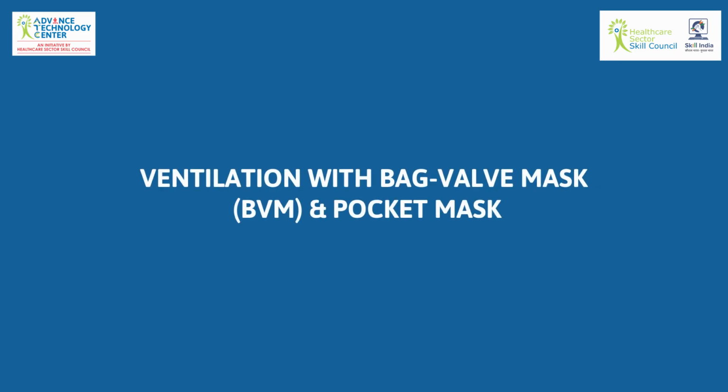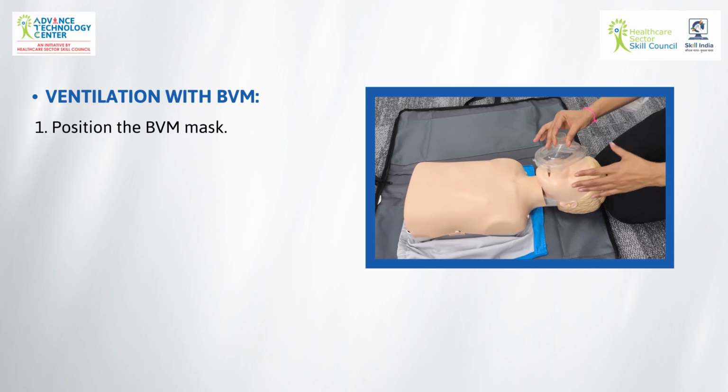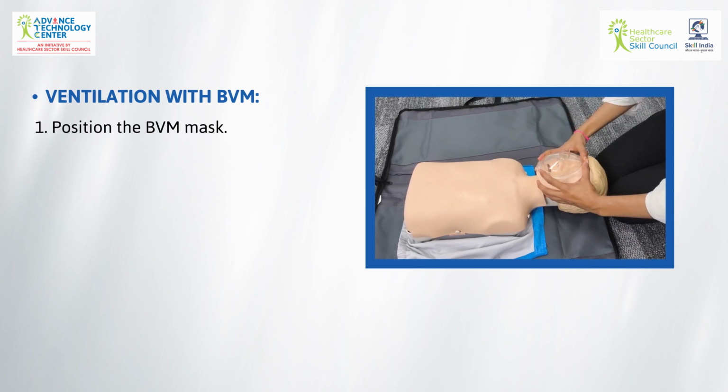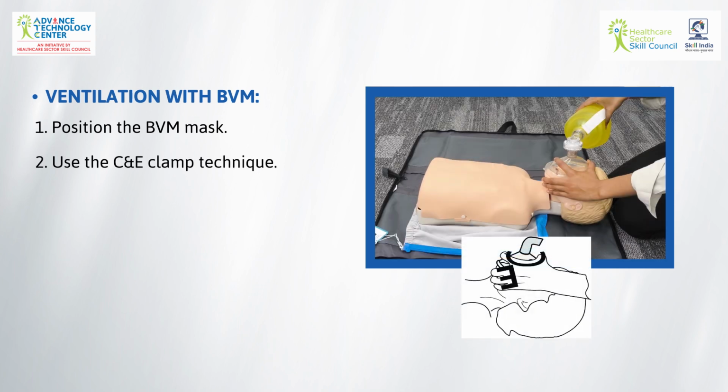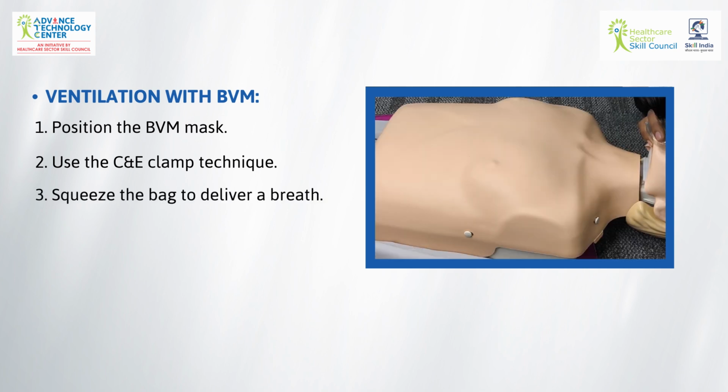Ventilation with bag valve mask, BVM, and pocket mask. Ventilation with BVM. Position the BVM mask over the child's nose and mouth. Use the C&E clamp technique to create a tight seal. Squeeze the bag to deliver a breath, ensuring chest rise.